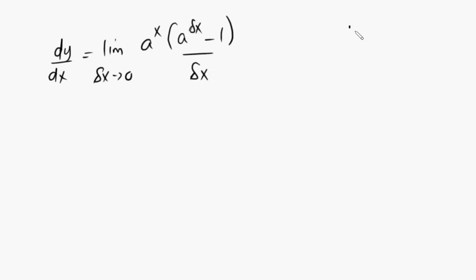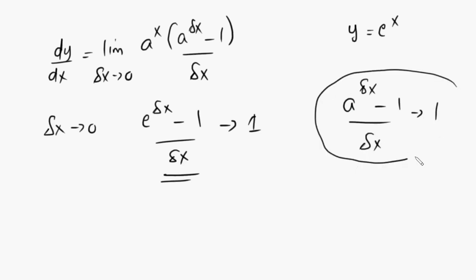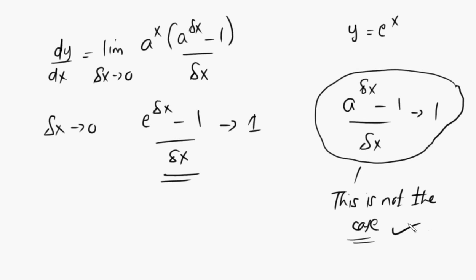In the previous tutorial, when we derived this by first principle, we reached this point. Then we said as delta x approaches 0, e power delta x minus 1 over delta x approaches 1. So this was true, but for this one, saying that a power delta x minus 1 over delta x approaches 1 is not the case. It is not true. And why?